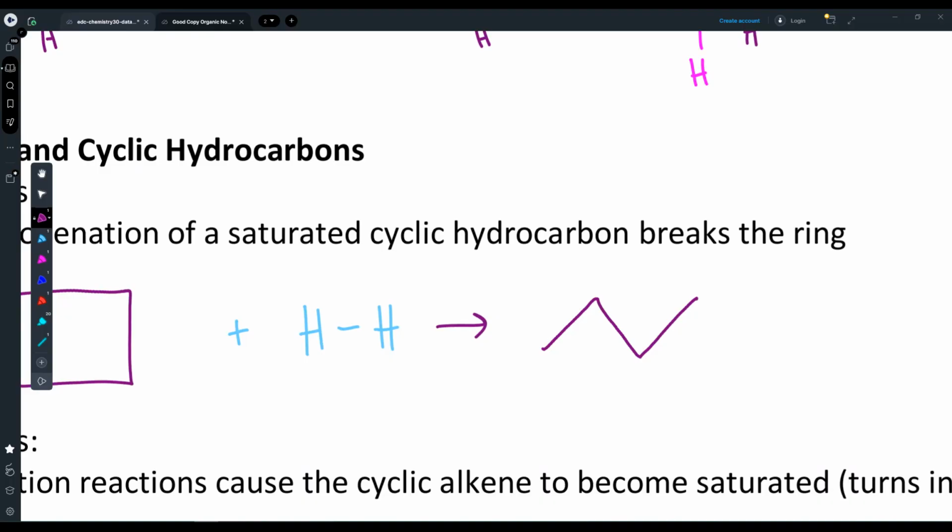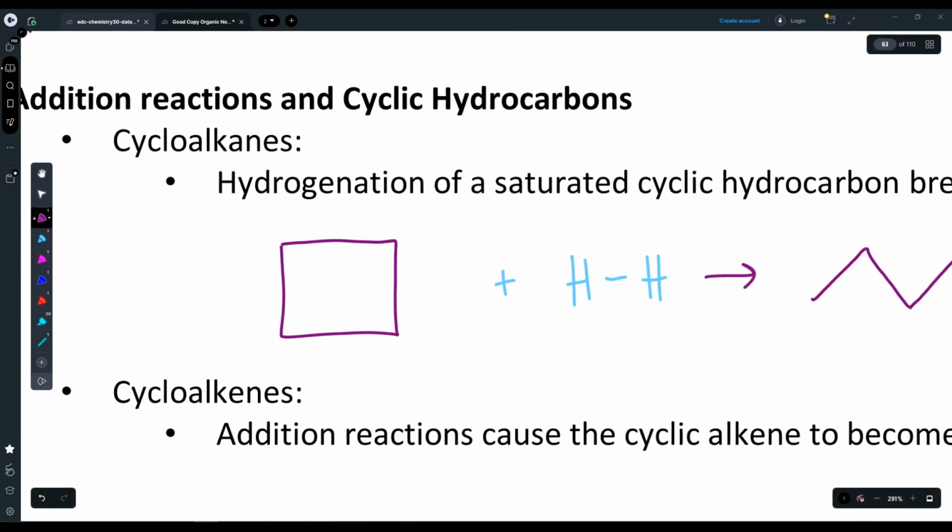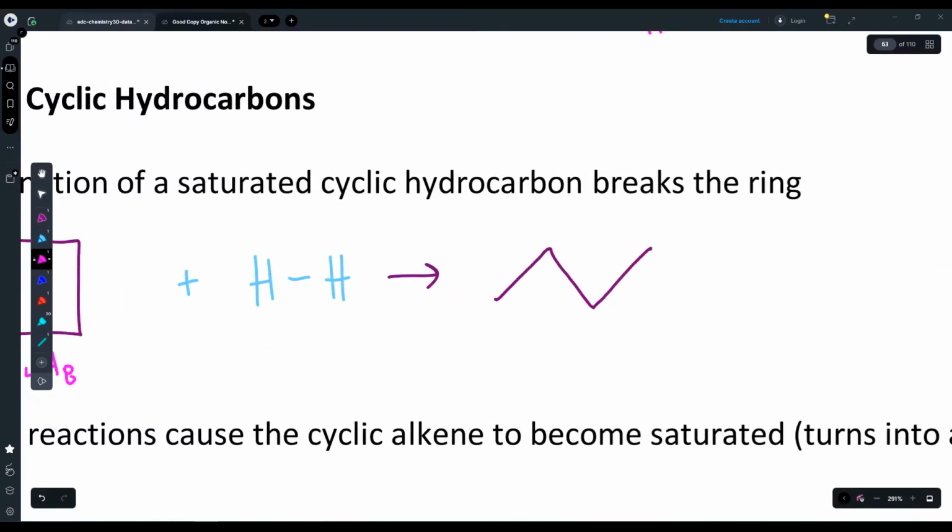If you're wondering how on earth that works, it might help you to look at the molecular formula. The molecular formula for cyclobutane would be C4H8. Now if we look at the molecular formula for butane, it's going to be C4, and then let's count up the implied hydrogen. So 1, 2, 3, 4, 5, 6, 7, 8, 9, 10.